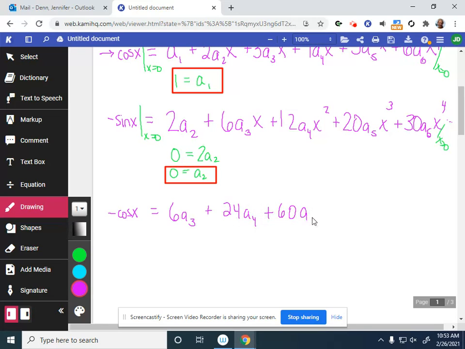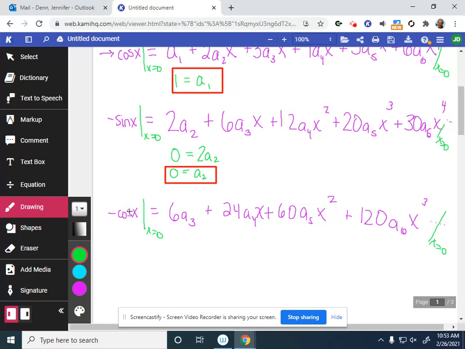60a sub 5x. Whoops, I forgot my x's, didn't I? Sorry, this has an x to the first in it. 60a sub 5x squared. 120a sub 6x to the third, and so on. Hopefully you're getting this pattern now. I'm just doing the same thing now. I'm going to plug in 0. I don't know ahead of time what I'm going to get. I'm seeing what I get each time.